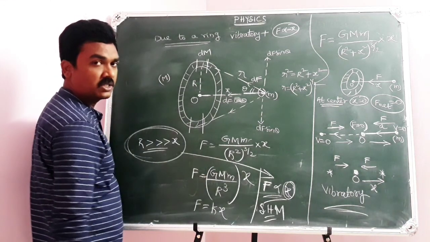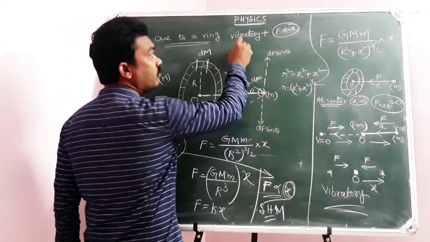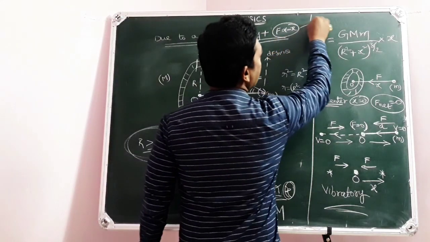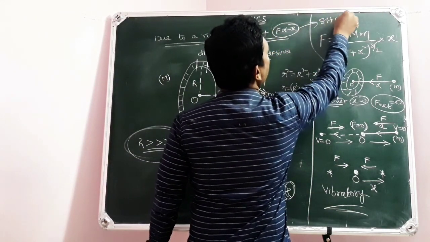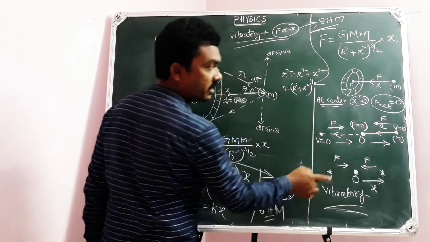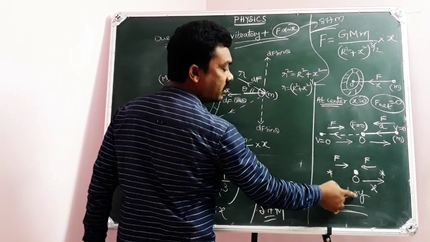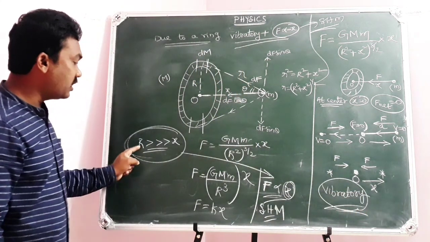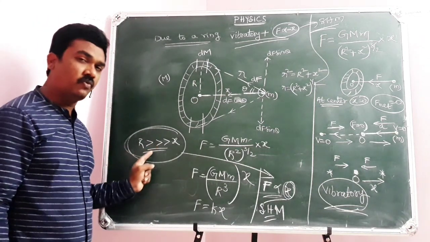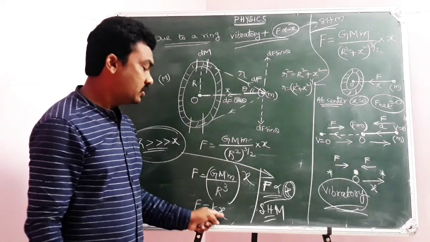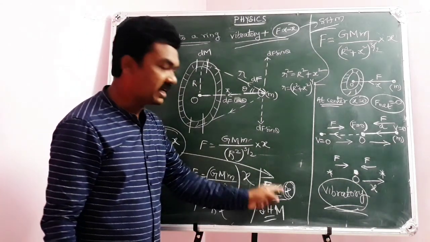Of course, opposite direction. Such vibratory motion in which F is directly proportional to minus x, then we call it a simple harmonic motion. Here, I should not call the motion simple harmonic; here, the motion of the particle is only vibratory motion. But under this particular condition, R is far greater than x, then you will get F equal to Kx. So F is directly proportional to x.